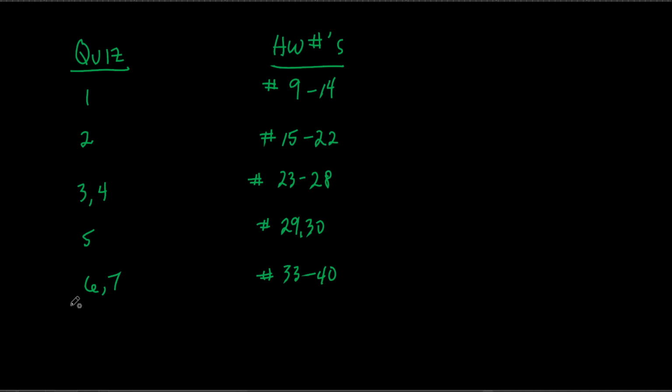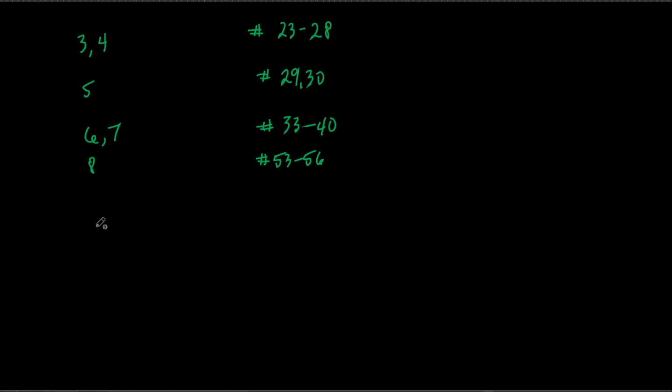All right, and then number 8 on the quiz is going to look like 53 to 56. Let me scooch this up. Hopefully you've had enough time to write all that down. Number 9 on the quiz is going to look like 57 to 60. And then number 10 on the quiz is going to look like 61 to 64. There you go.